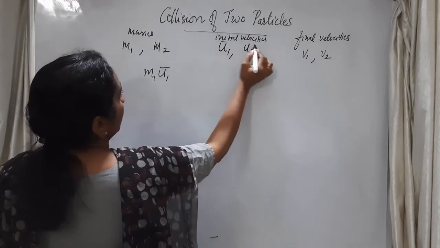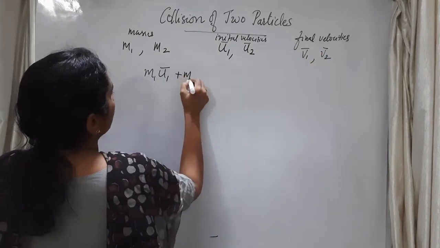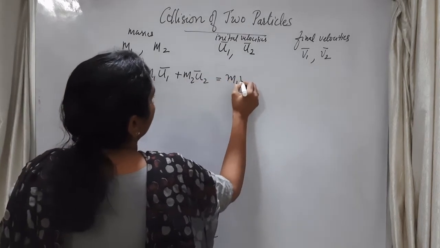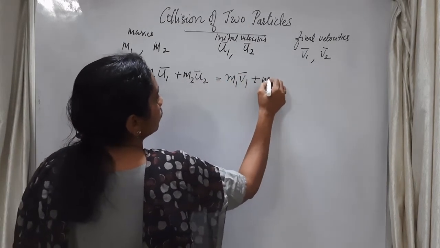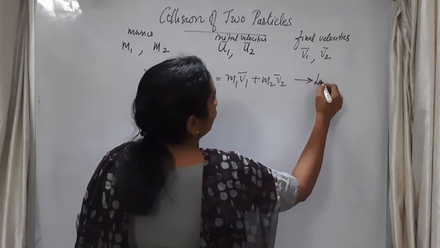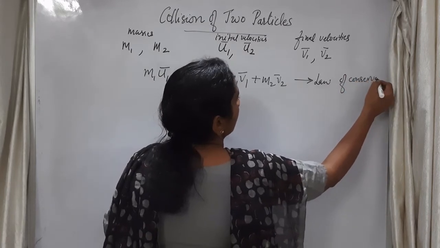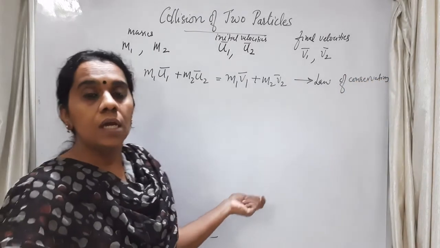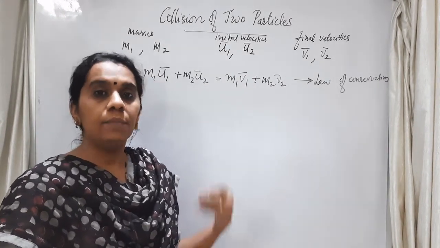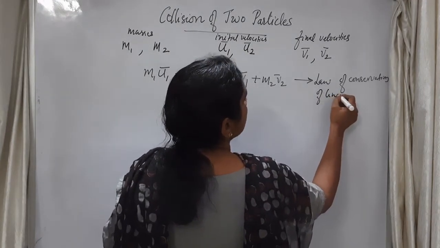According to the law of conservation of linear momentum, you can write m1 u1, velocities are vectors, plus m2 u2 is equal to m1 v1 plus m2 v2. This equation is nothing but the law of conservation of linear momentum, according to which the total momentum before collision will be equal to the total momentum after collision.